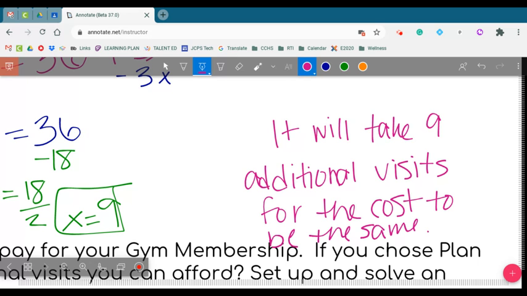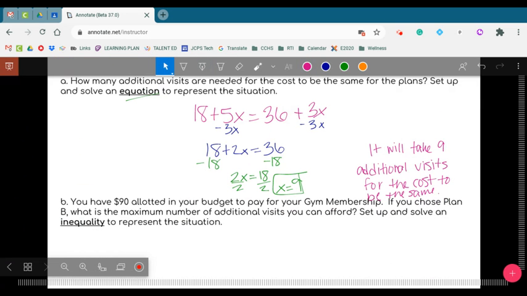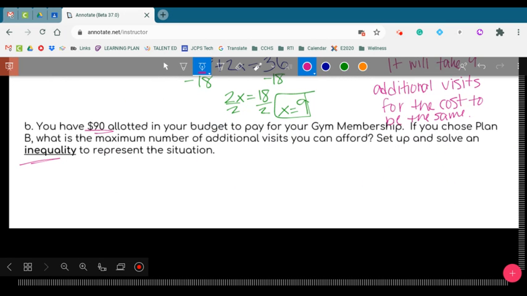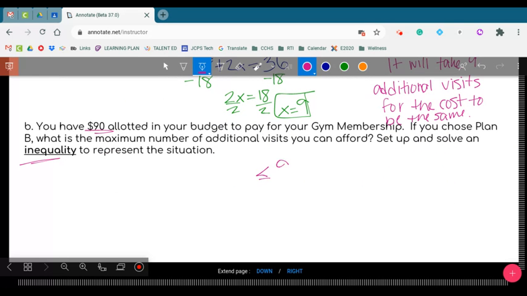Okay, now let's go down to the last problem, which still is in connection with this. It said you have $90 allotted in your budget. That means I only have $90 to spend in my budget. And you want to pay for your gym membership. If you change to plan B, what is the maximum number of additional visits you can afford? So we're going to set up and solve an inequality. So if we only have $90 to spend, we can't spend any more, but we can spend exactly. We're going to spend less than or equal to 90.